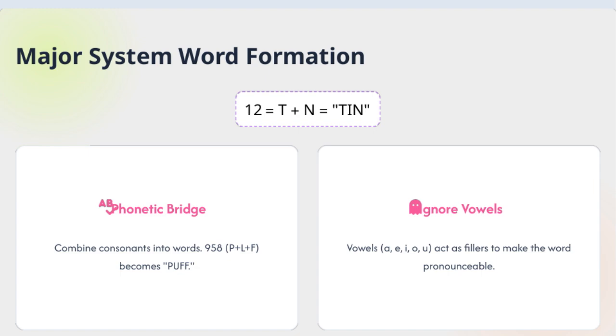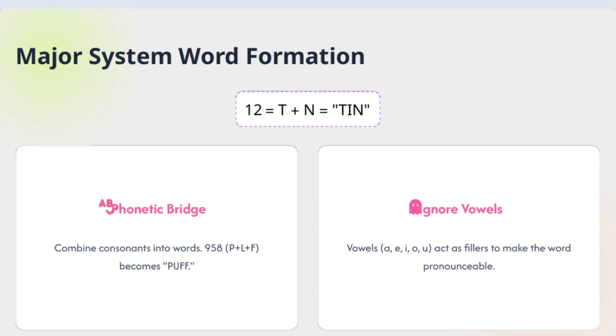Next, we have the concept of a phonetic bridge. Think of the word tin. We can break it down into its parts: T plus N. This helps us understand how sounds connect and flow in speech. When I see tin, I can associate it with the number 12, which relates to the major system.